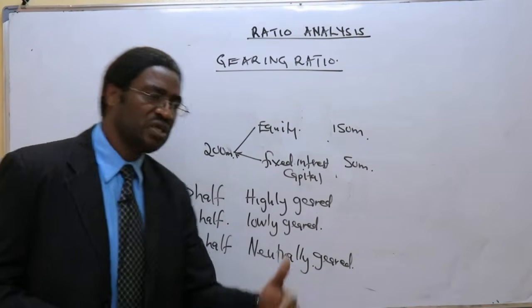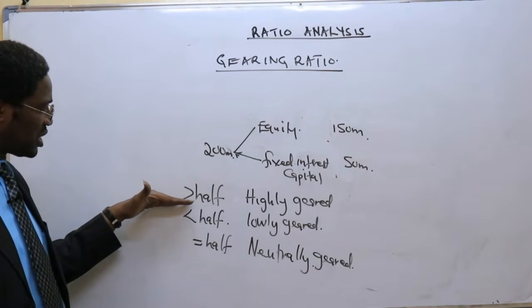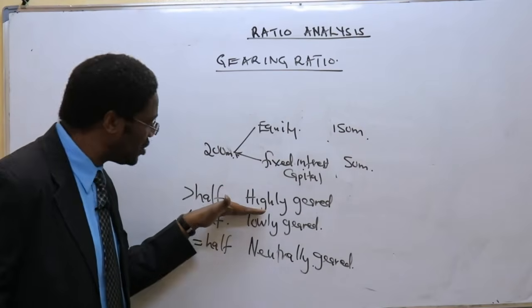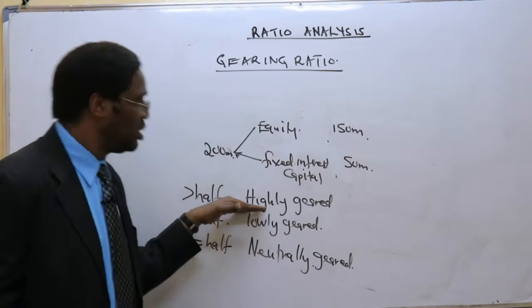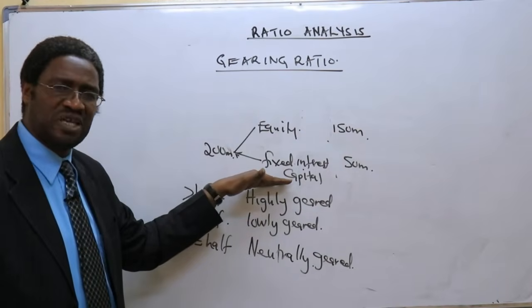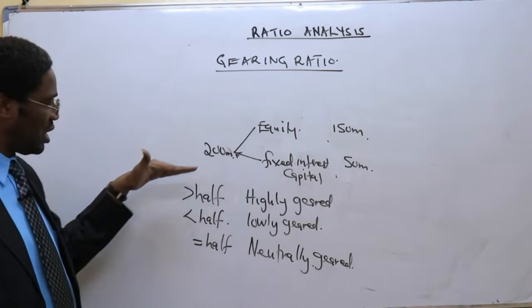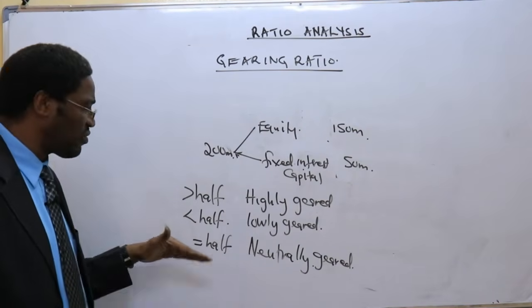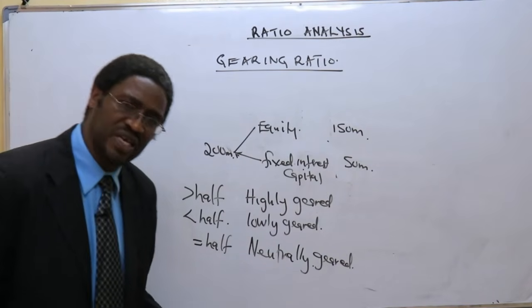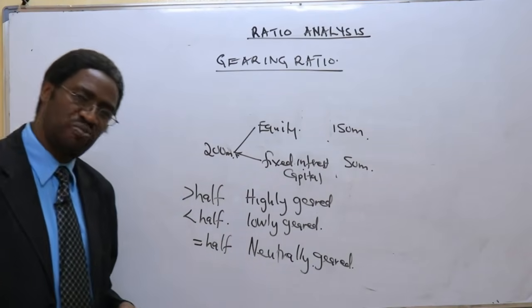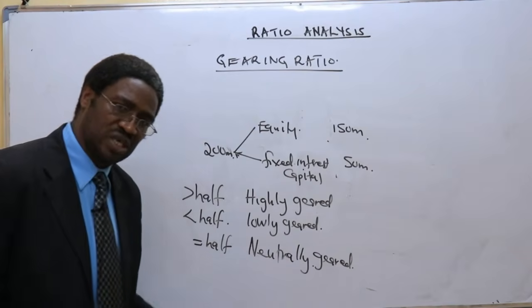Then, if more than half of the company's capital is provided by the fixed interest capital, the company is said to be highly geared. If less than half, the company is said to be lowly geared. If exactly half, the company is said to be neutrally geared.